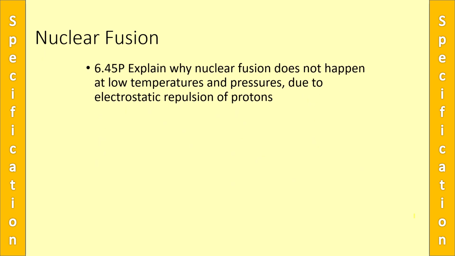Okay, 6.45, explain why nuclear fusion does not happen at low temperatures and pressures due to electrostatic repulsion of protons. Okay, so this one is, I suppose, the most complex point probably. It's related to why fusion is difficult. So let's imagine that we have two protons and they're moving towards each other.